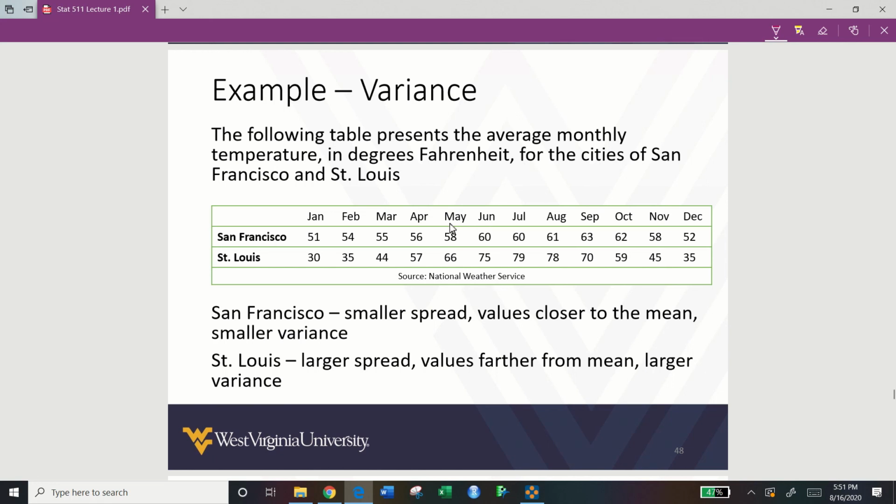So let's take a look at an example of variance. This table represents the average monthly temperature in Fahrenheit for the cities of San Francisco and St. Louis. So just looking at the data in general, or if you know anything about those locations, San Francisco, their temperatures stay pretty consistent all year round, meaning it has a very small spread. Our values are close to the mean. Our variance is going to be pretty small. St. Louis, it has a much larger spread. That means our values are going to be more spread out from the mean, and our variance is going to be larger.